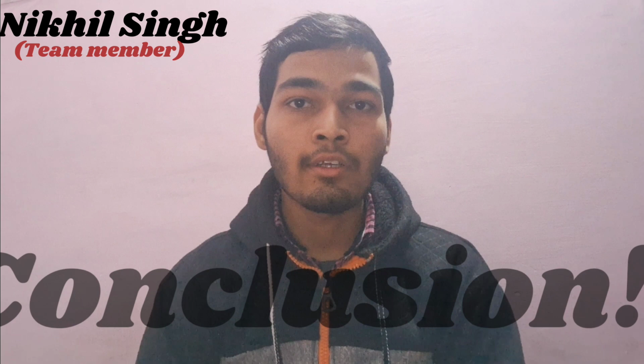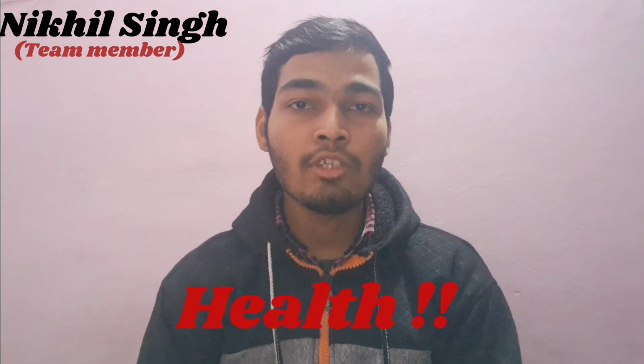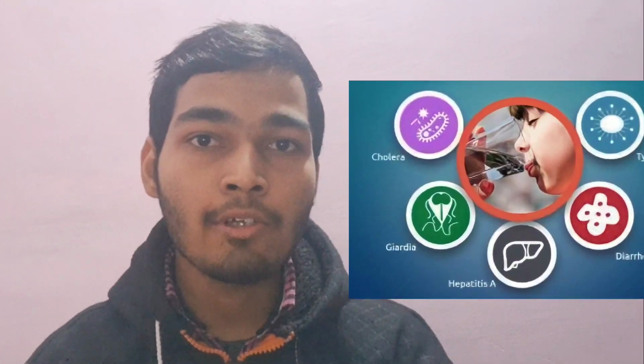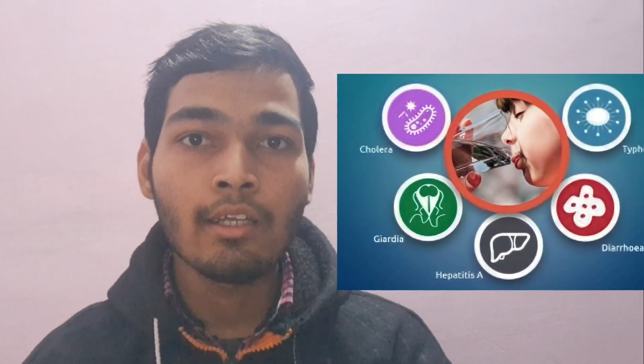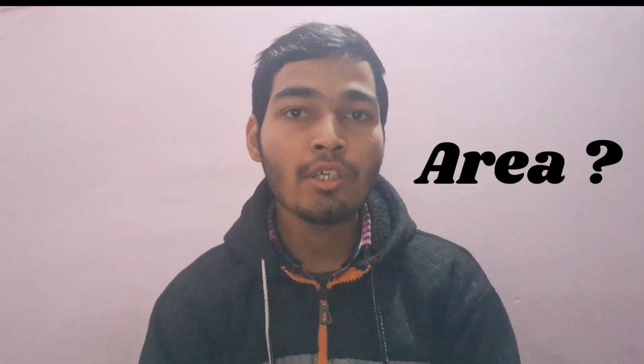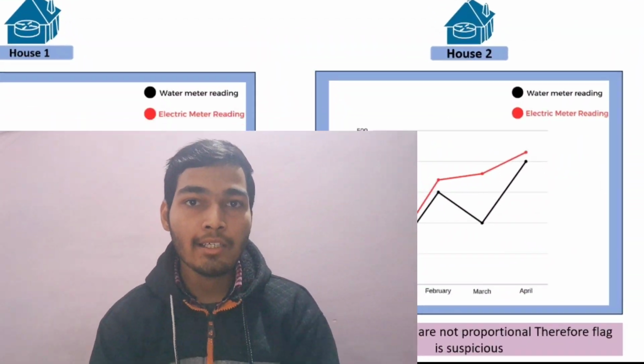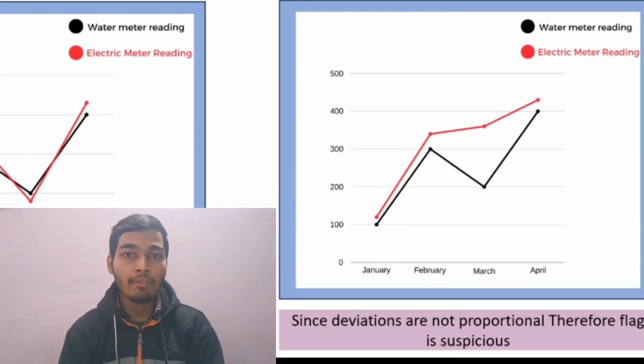So coming to our conclusion, we have integrated the health app to keep in check the spread of waterborne diseases like cholera that occur due to contaminated water. It helps us to know the area in which there is the most chance of leakage, and using the water bill analysis and by cross-referencing with the electric bill, we can reduce the chances of theft, and through mathematical analysis and prediction of leakage size, we know the information about the actual leakage size.